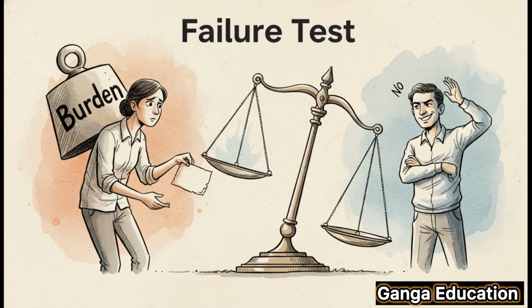Now let's apply our failure test. If neither A nor B brings any evidence, no papers, no witnesses, nothing, who loses? A does, right? His case would get thrown out. Therefore, the burden to prove that the loan was actually given is on A.